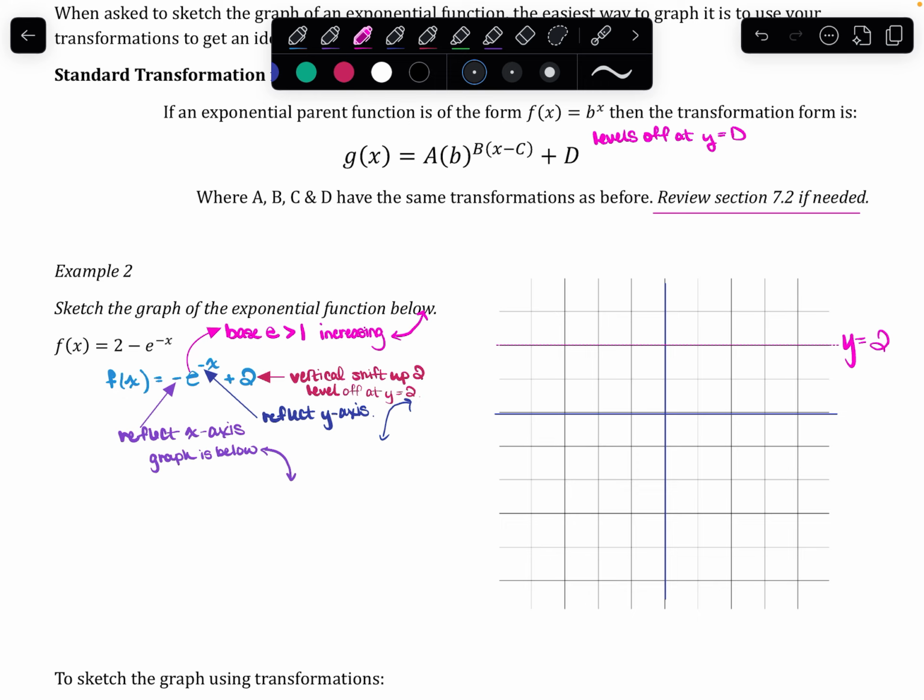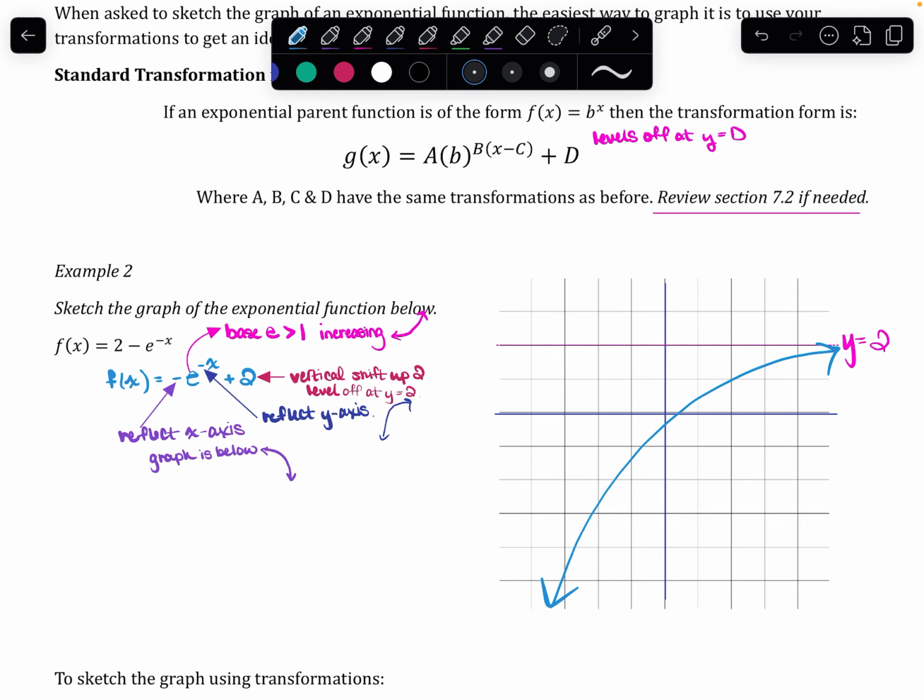And then we reflected across the y-axis. So instead of leveling off on the right side like it does here on the parent function, it's going to level off on the left side, which is going to be over here on the right. So we're going to get a function that looks something like this.